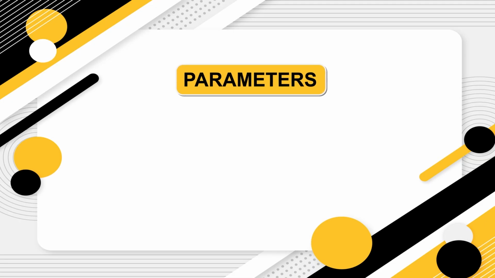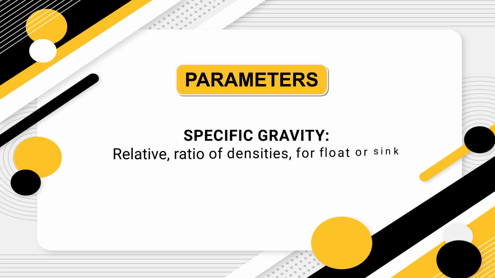The parameters that we'll talk about today: first, specific gravity, which is relative; it is kind of an index. It is actually a ratio of densities, and it is used to know whether a product will float or sink in water or in any other liquid. We'll talk about density, which is nothing but mass per unit volume. It can be true density, bulk density or tapped density.